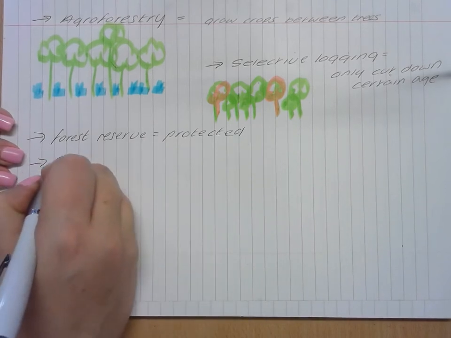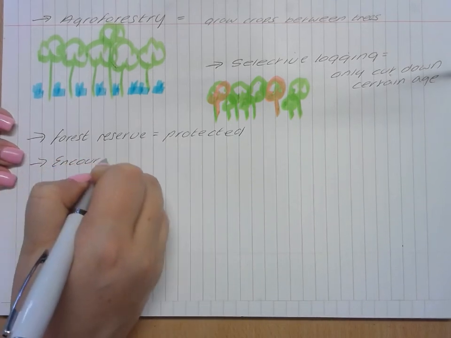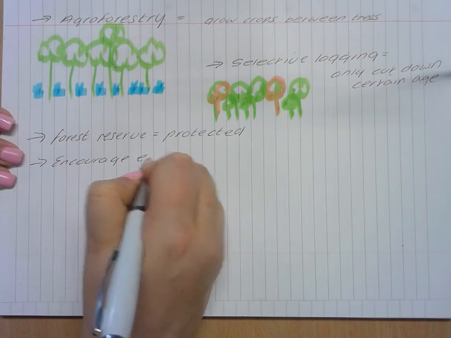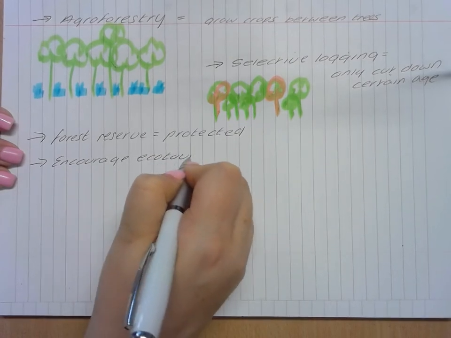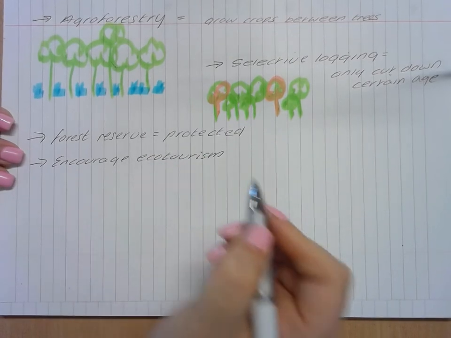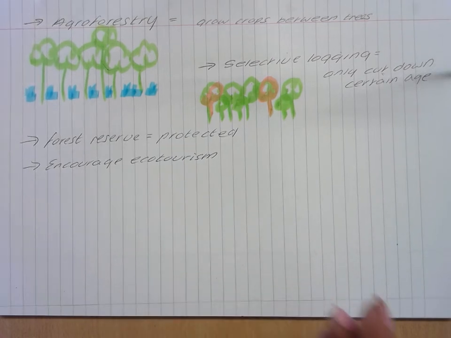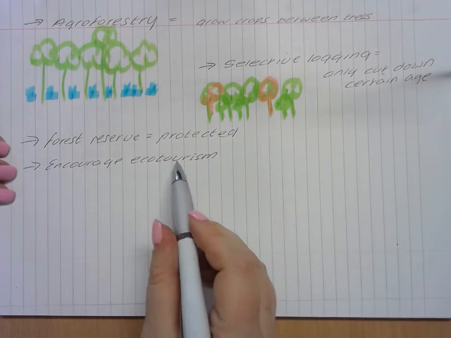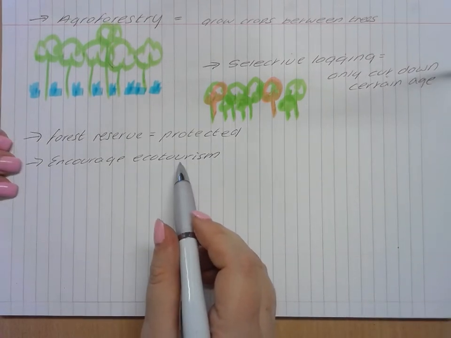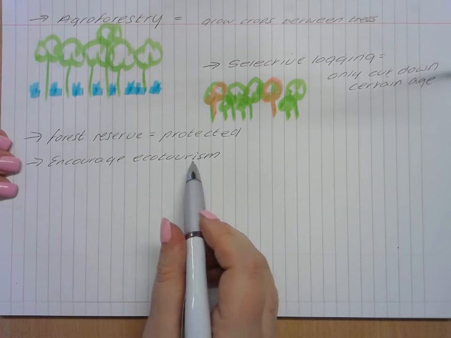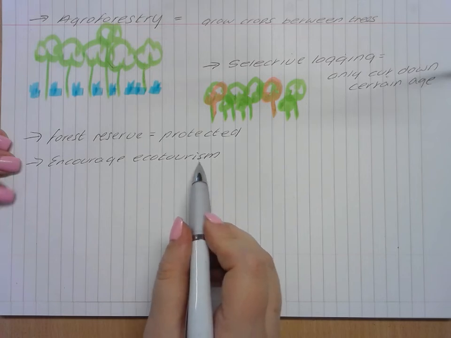You might encourage ecotourism. Now, ecotourism is tourism that looks after the environment. So you wouldn't stay in a massive hotel with a big swimming pool. You would stay with the people, you would use eco-friendly products, and you would look after the environment while you're there. So that's good because the local people would still be getting jobs and money.